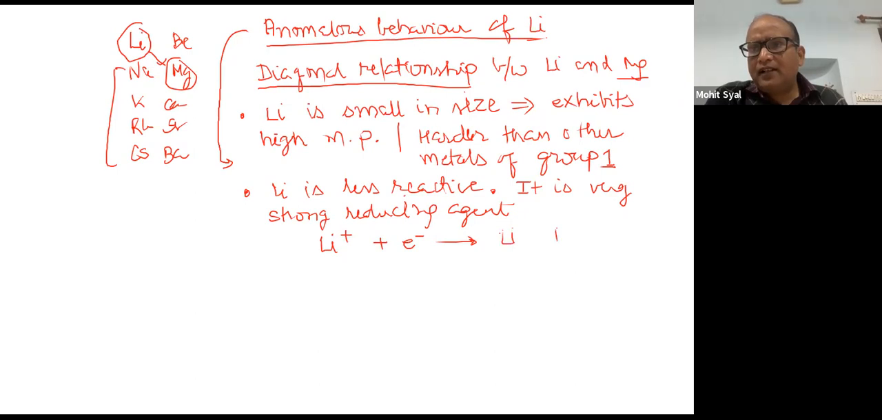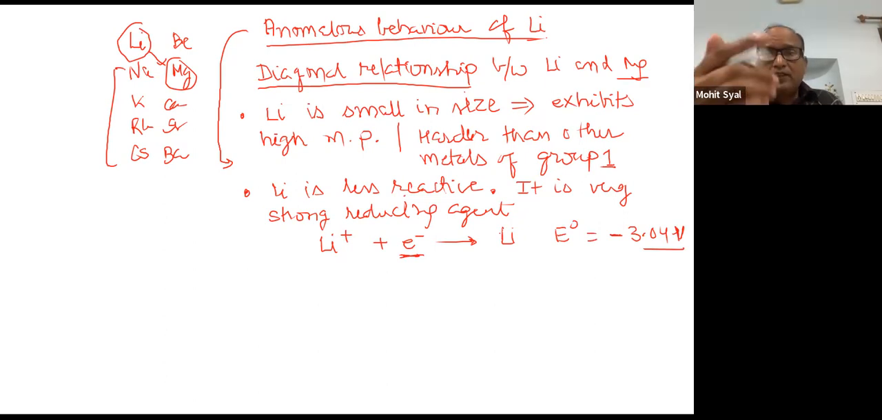Okay, and its electrode potential is minus 3.04 volt. This is an experimental value. Don't worry about how it came. Okay, we will discuss it in class 12, right? So lithium doesn't want to accept electron, and that's why its electrode potential is minus 3.04 volt. But lithium plus doesn't want to gain electron, while lithium wants to lose its electron, and that's why it is a good reducing agent. And the one who loses its electron easily is a good reducing agent.